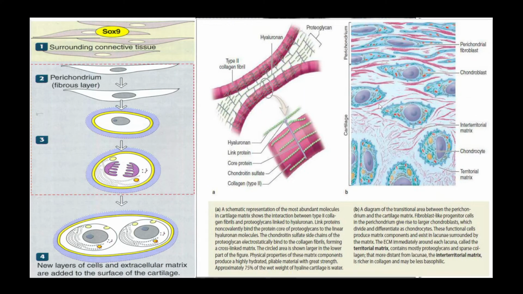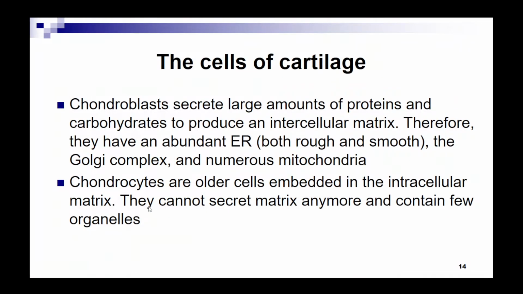So we are talking about visible differences in the chemical conditions of this area. The territorial matrix is more basophilic and the interterritorial matrix is less basophilic. Okay, and we have seen the surrounding connective tissue, the perichondrial fibrous layer, the chondroblast layer, and the layer of maturing and mature cartilage. The cells of cartilage, chondroblasts, secrete a large amount of proteins and carbohydrates to produce the intercellular matrix.